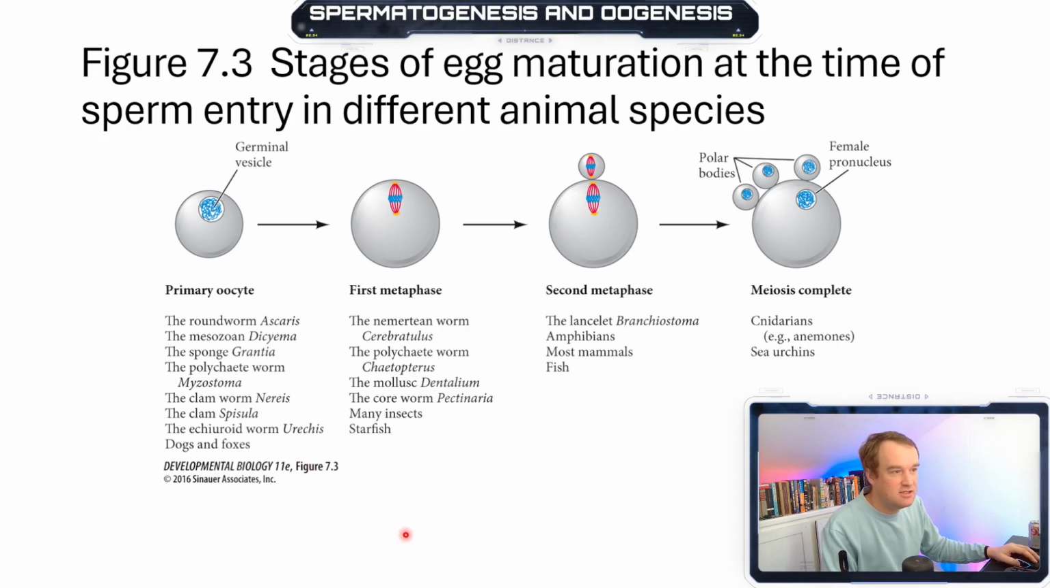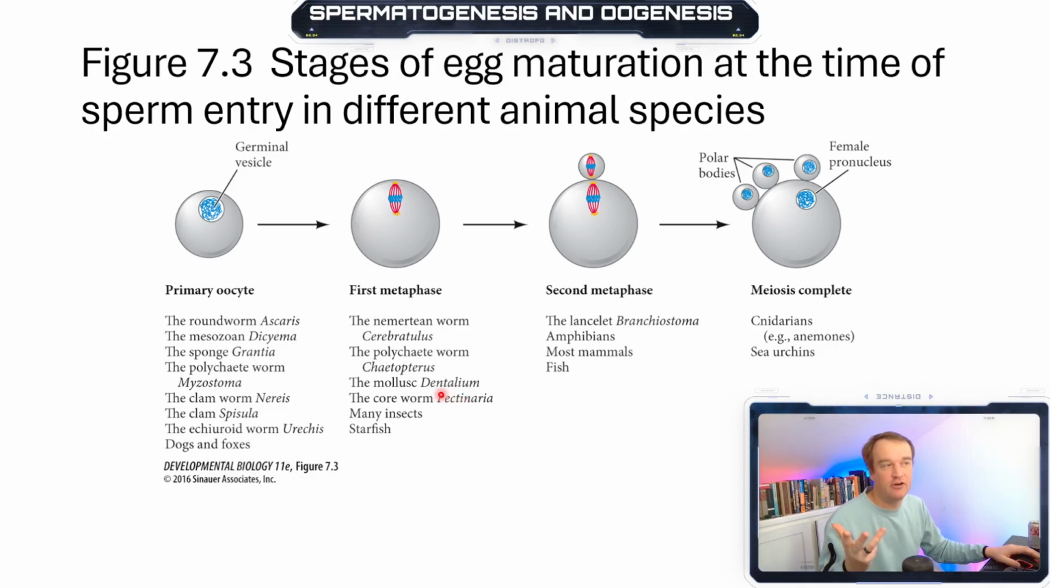So in humans, where are humans on here? Most mammals fertilize during the second metaphase, so we've already got this polar body being created. Different species, though, for example dogs and foxes, surprisingly, are fertilized really early, at the primary oocyte stage. So they have this germinal vesicle before we have even become fully haploid, right? That's why it's most mammals, not all of them.